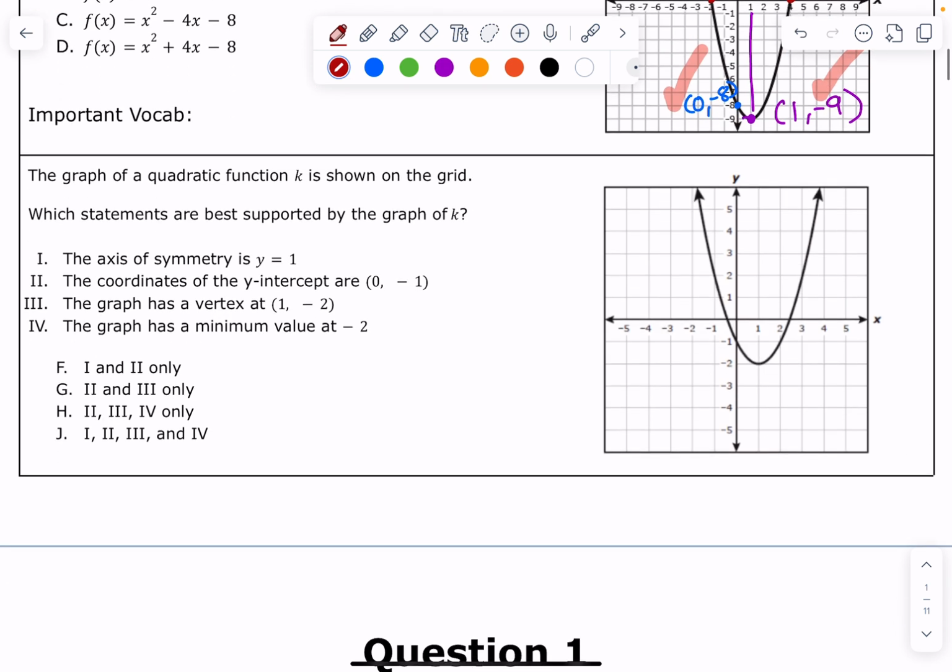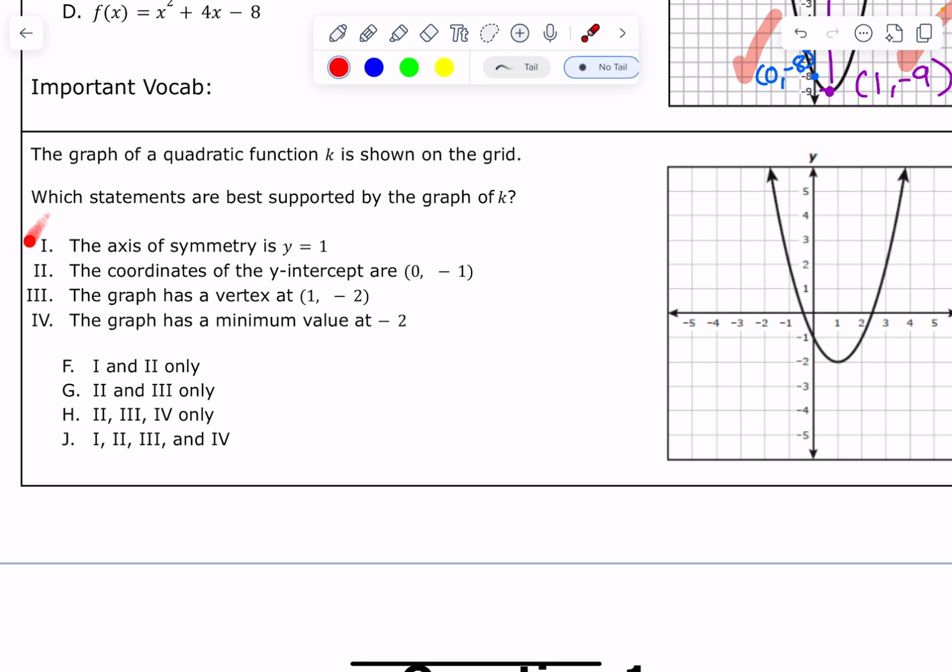The next question says, the graph of a quadratic function k is shown on the grid. Which statements are best supported by the graph of k? Here we have four statements. I have to figure out which one of them is true, so I need to look at each one separately. Let's look at the first one.